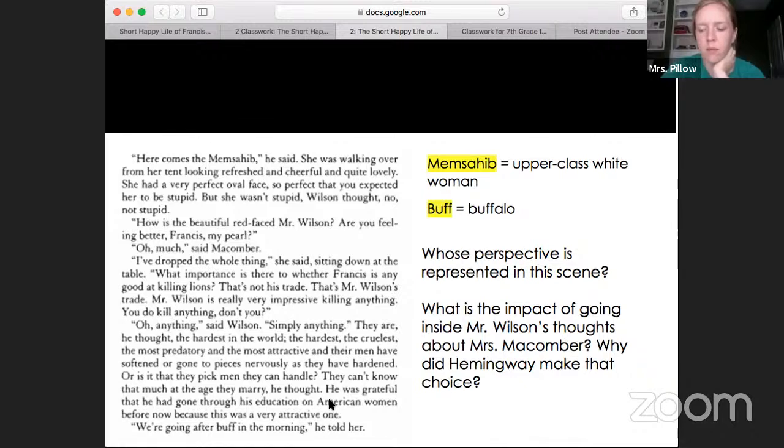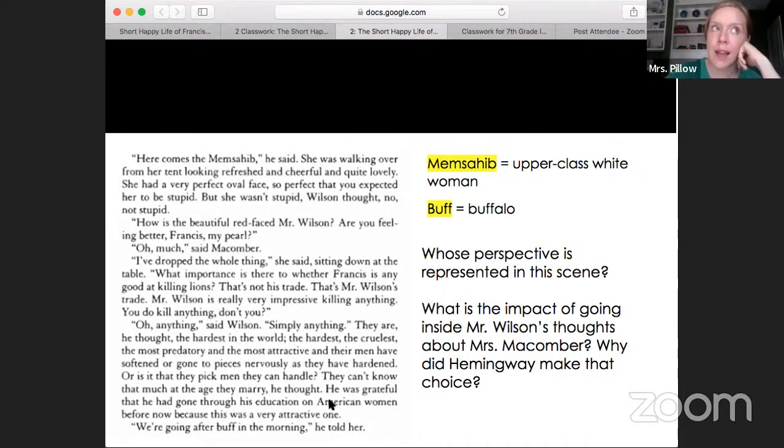Basically shows like the... I don't know. That's a hard question, isn't it? Okay, so I think the impact of having Mr. Wilson's perspective represented here is he's really keyed in on what she looks like, and he's getting a snap impression of her because he doesn't know her well.